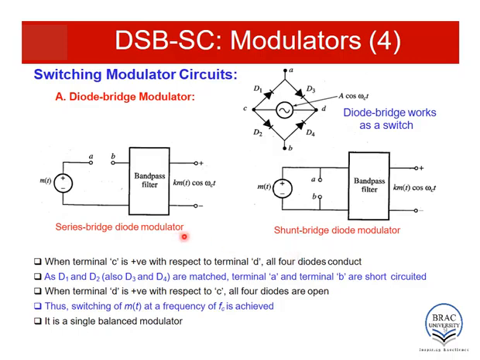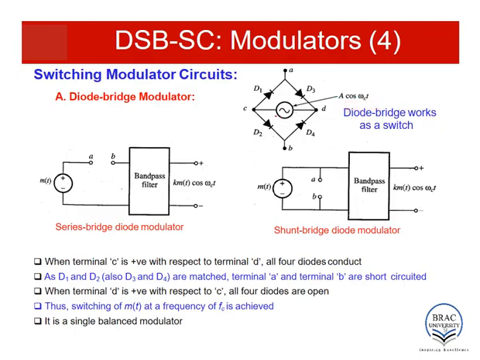This is the first circuit, which is called the diode bridge modulator. We can use it in two fashions, but the core component of this diode bridge modulator is this circuit. This source in the middle is the carrier component, A cos omega ct. A can be simply 1, so it is essentially cos omega ct.